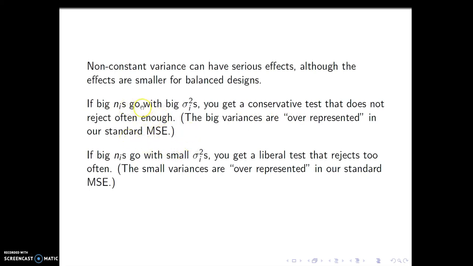So that's going to inflate your MSE. We're not going to find effects that are truly in the data. If the big n's go with small variances, then we'll get liberal tests. So this one to me stands out as a really important thing to check, and we'll be doing this in class and seeing the mechanics of checking for heterogeneity of variance across the levels. I like graphical methods. I'm not a big fan of numerical tests for this, but I really like the graphical methods.